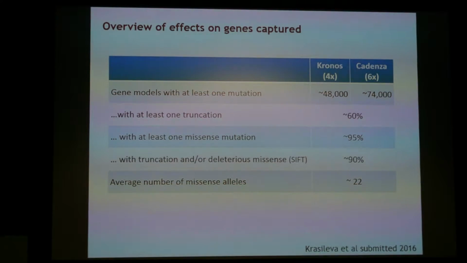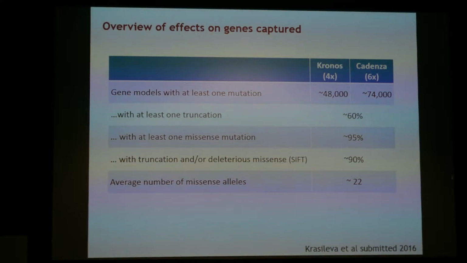SIFT is, again, all documented, a program that looks at multiple alignments between different proteins and sees how tolerated an amino acid change will be. Not all the mutations will have a significant SIFT value, but some of them do, and for most of the genes you can find either a stop codon or that.